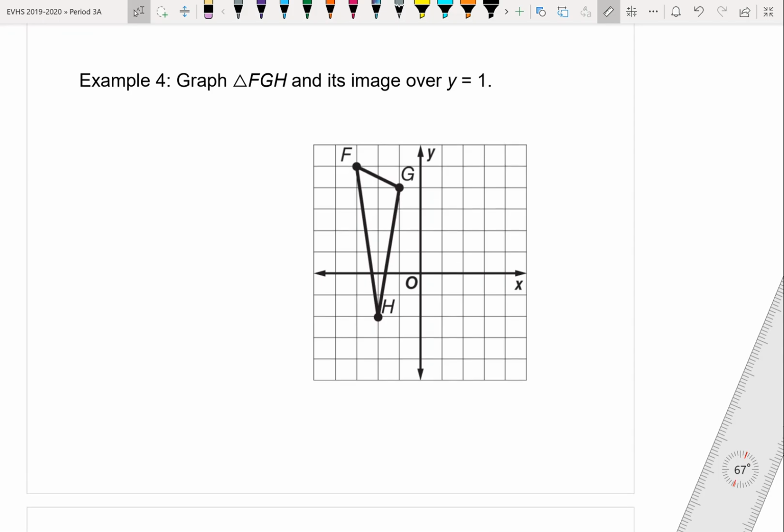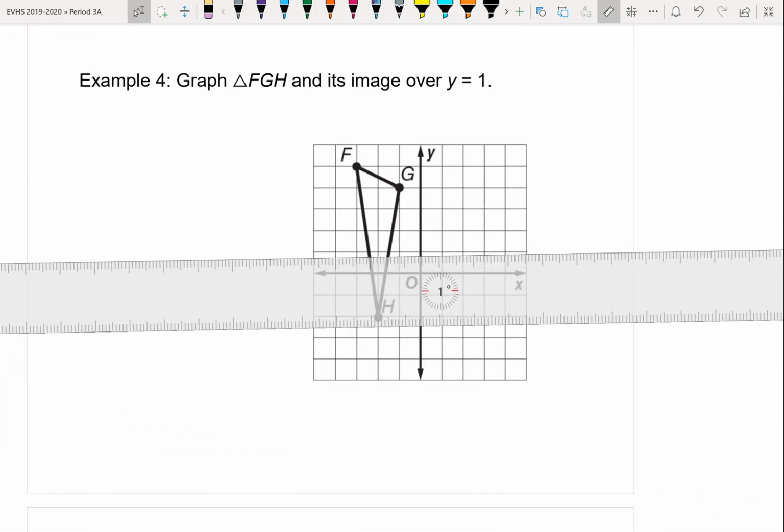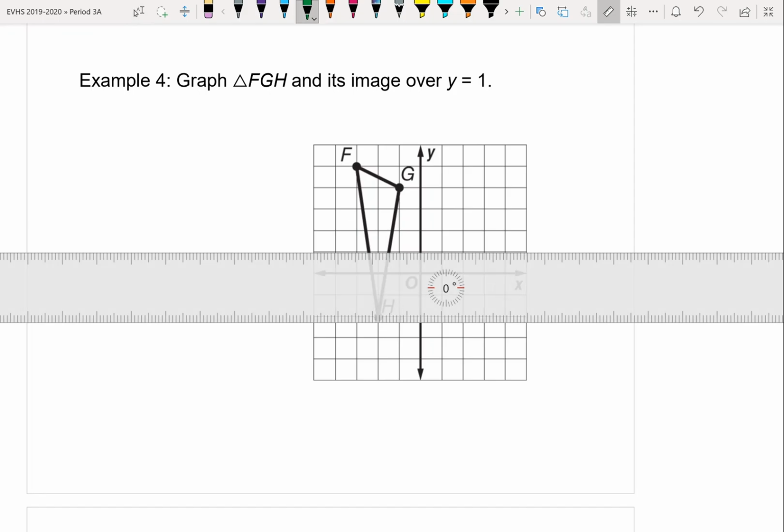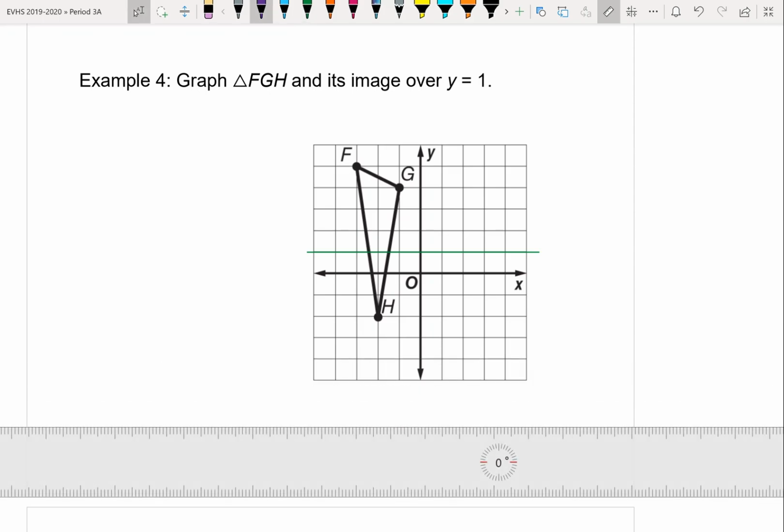Now let's reflect over the line y equals 1. That's a horizontal line at 1. Draw my line of reflection in. And now H is 1, 2, 3 away. So we're going to go 1, 2, 3 above, and that's where H prime sits.